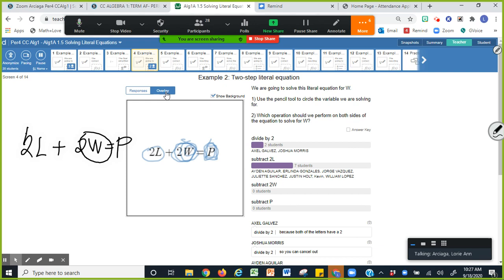But for now, what we need to do is, I'm trying to find the cursor. Oh, there you go. It's showing now. All right.